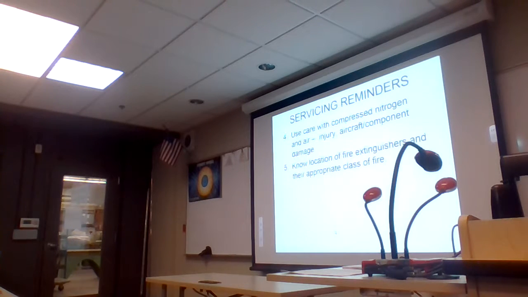Know the location of fire extinguishers and their appropriate class of fire. So I think you all know from general class A, B, and C, right? Class A fire would be for fighting what type of fire? Paper, wood, pulp products. How about class B? Petroleum, fuel, that sort of thing. How about class C? Electrical. How about special class D? Metals. Very good. You know it.